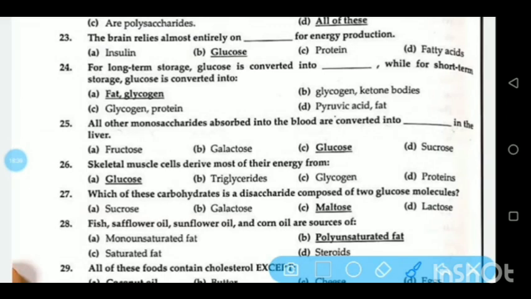The brain relies almost entirely on glucose for energy production. For long-term storage, glucose is converted into fat, while for short-term storage, glucose is converted into glycogen. All other monosaccharides absorbed into the blood are converted into glucose in the liver. Skeletal muscle cells derive most of their energy from glucose. Which of these carbohydrates is a disaccharide composed of two glucose molecules? Maltose.